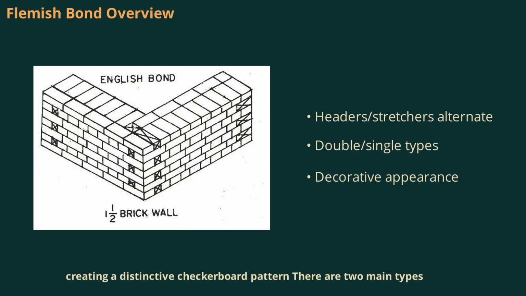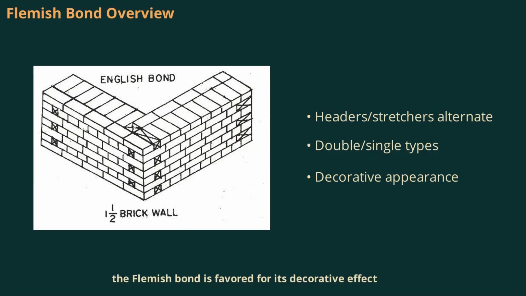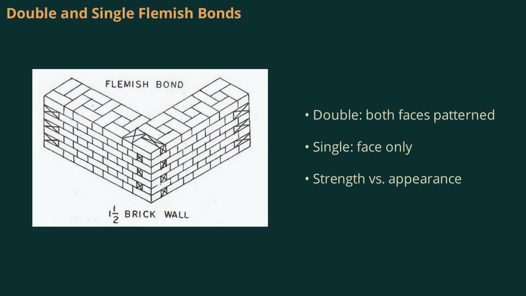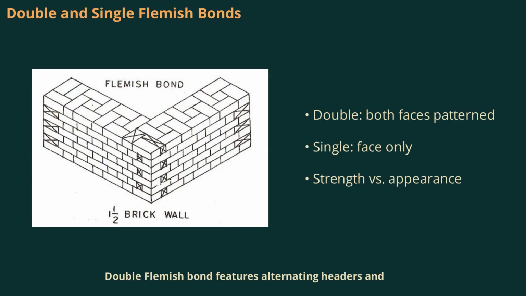There are two main types: double Flemish bond, where the pattern appears on both faces of the wall, and single Flemish bond, which combines Flemish on the face with English bond backing. While not as strong as the English bond, the Flemish bond is favored for its decorative effect, especially in visible wall sections. Double Flemish bond features alternating headers and stretchers on both the front and back elevations, creating a uniform look.